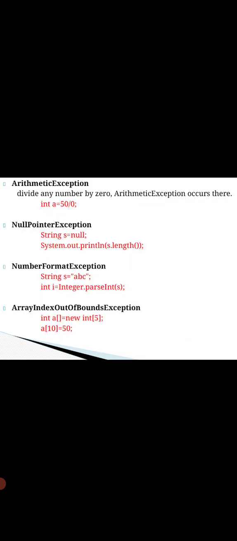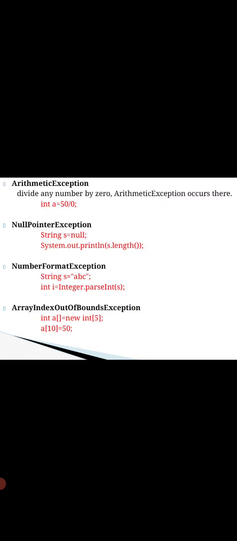First is arithmetic exception. As I have said already, anything divided by 0 gives infinity which is not defined by a computer. There arises arithmetic exception. Next is null pointer exception. We are assigning a value of a string to null. Null means nothing. So when we try to print the length of the null value, we are given an exception called null pointer exception, because we cannot define the length of something which is not existing.